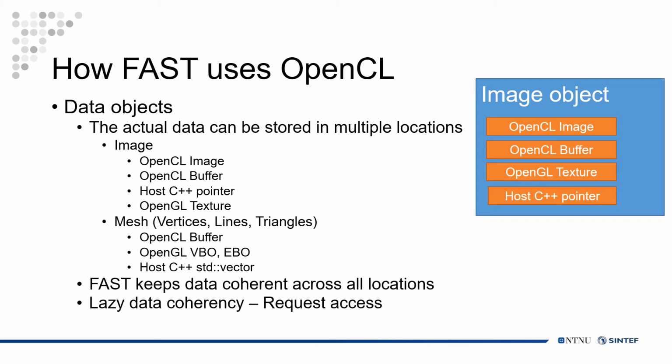FAST uses lazy data coherency, meaning that when the data is changed in one location, the data is not updated on other locations until it is requested on that location. We argue that this kind of data abstraction makes heterogeneous computing easier by reducing the amount of boilerplate code.